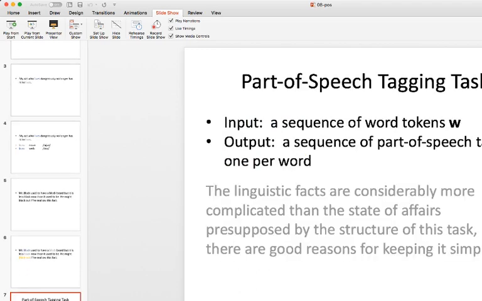This is the basis for a task that's been very important in NLP, and that is the part of speech tagging task. Basically, you're presented with a sequence of words, tokenized words, so words divided into units. And then the output must be a sequence of part of speech tags of the same length, one per word. So you're given the words in some kind of context, in a stream of tokens, and you've got to figure out programmatically what part of speech tag goes with each word in that stream.